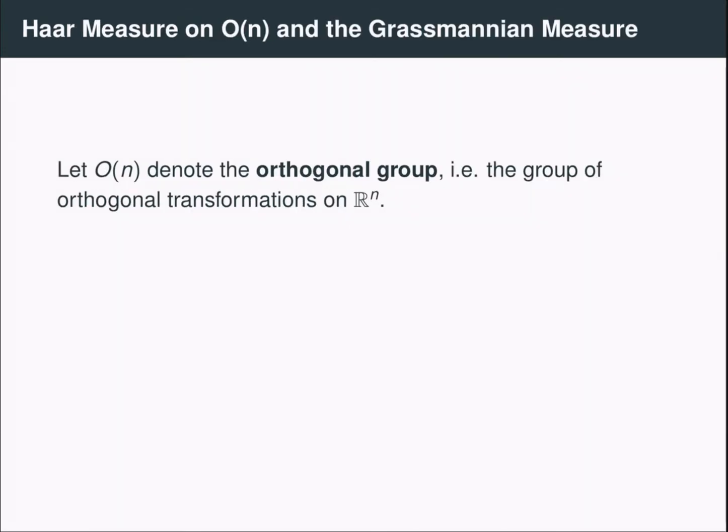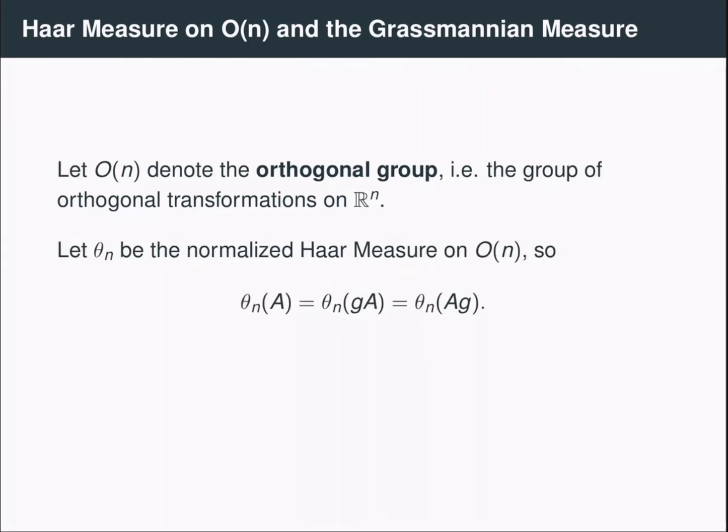Recall that we're denoting by O(n) the orthogonal group, which is the set of orthogonal transformations on R^n. Notice that this is a topological space, since we can realize it as a manifold lying in some high-dimensional Euclidean space. In particular, it's a compact manifold. Moreover, there's also a natural group structure, of course, through composition. And so by Haar's theorem, there exists a Haar measure defined on the orthogonal group.